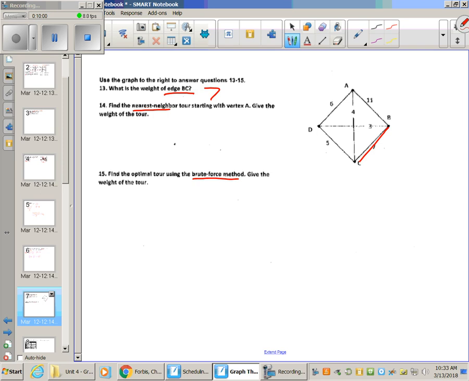So it says find the nearest neighbor tour starting with vertex A and give the weight of the tour. Okay, so remember with nearest neighbor, it all depends on where we start. We're starting at A. Nearest neighbor says to go to the next cheapest point. So it's either going to go to D with 6, C with 4, or B with 11. The cheapest one it can go to is C with 4. Then from C it has two options. It can go to D or B. Whichever one's cheapest from there is the next one it goes to. Turns out to be D with 5.